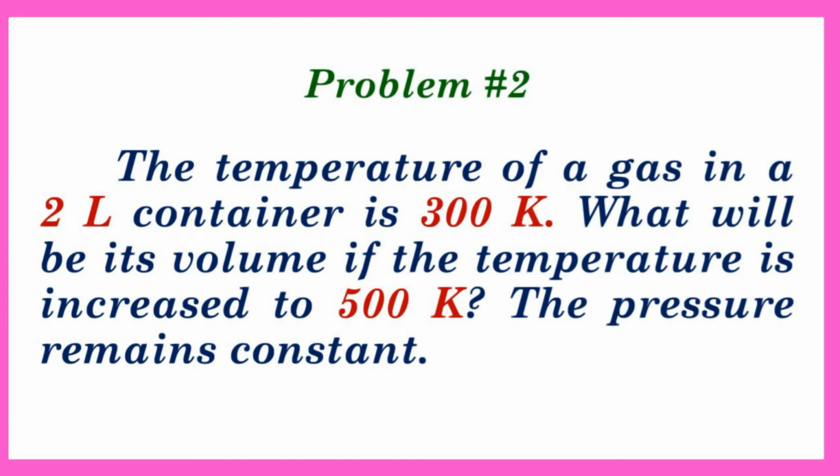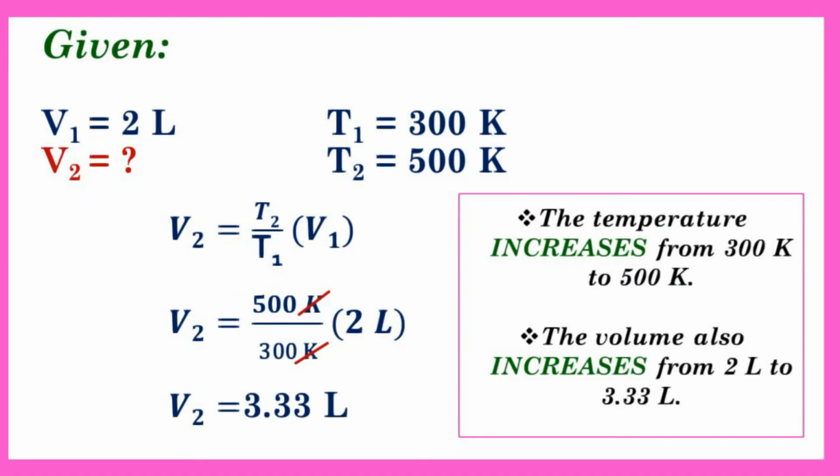The pressure remains constant. The initial temperature is 300 Kelvin. The final temperature is 500 Kelvin. The initial volume is 2 liters and the unknown is the final volume. We don't have to convert temperature because they are already given in Kelvin. The formula for final volume is equal to T2 over T1 times V1. Let us substitute. T2 is 500 Kelvin, T1 is 300 Kelvin, V1 is 2 liters. So, the final volume is 3.33 liters.